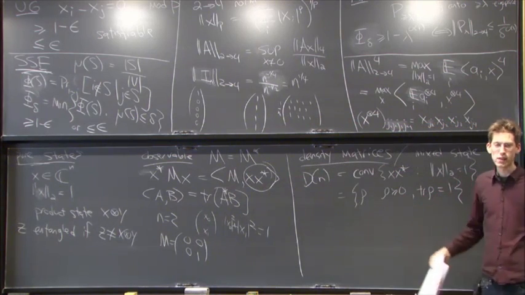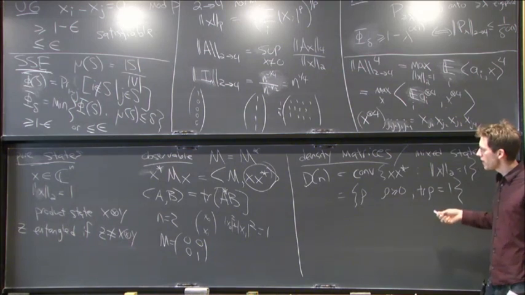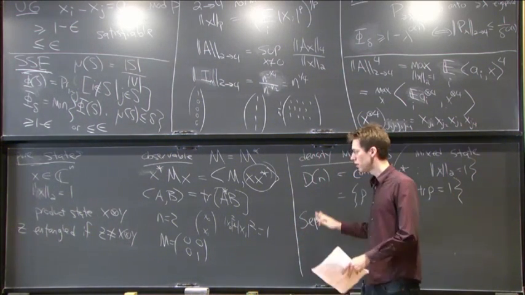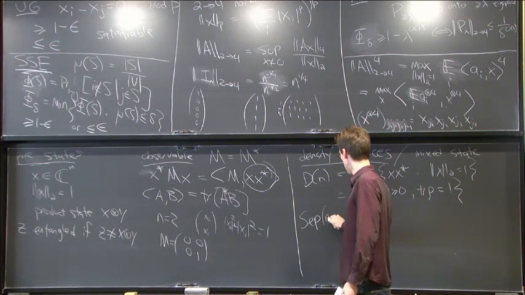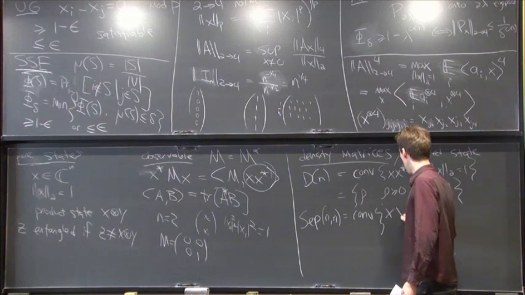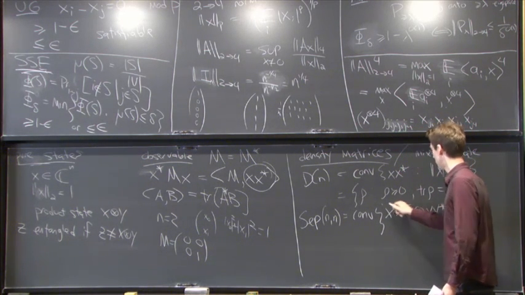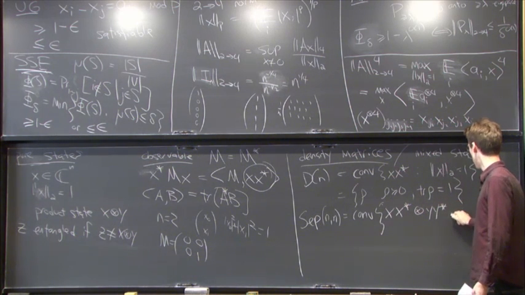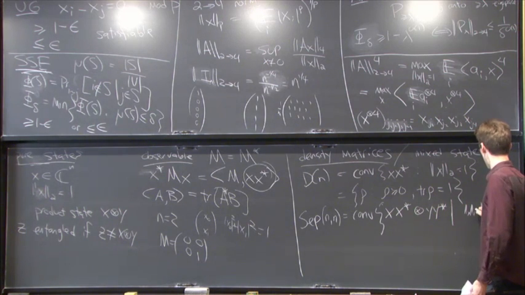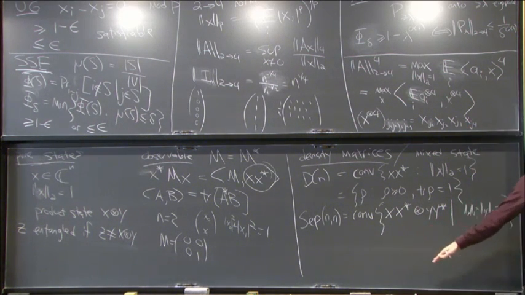You need the language of density matrices to even be able to say that sort of thing. And the way you do it is you define the set of separable states to mean unentangled. And those are all convex combinations of product states. So these are all the classically correlated states.